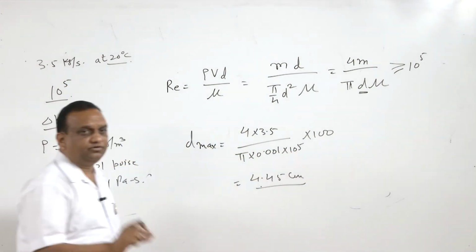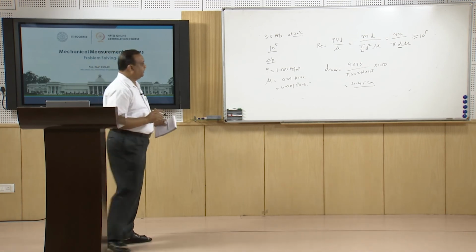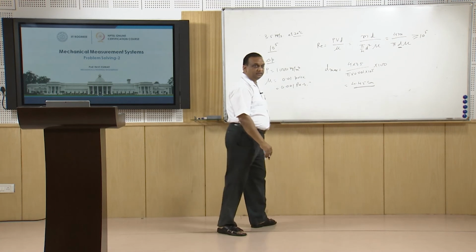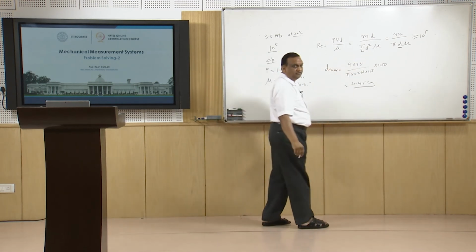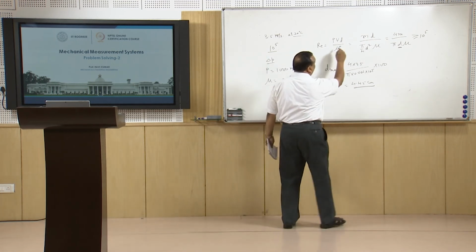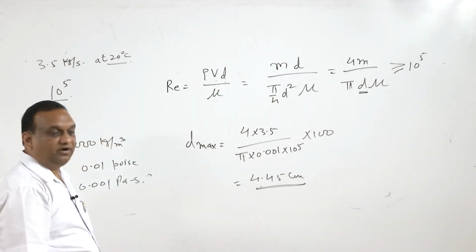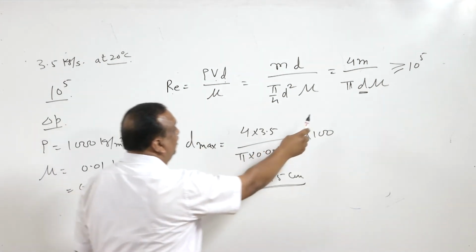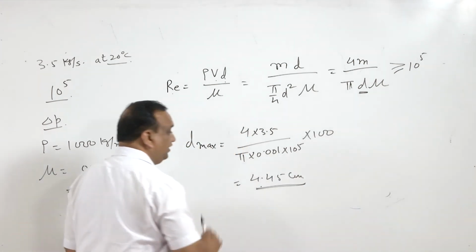We have converted meter into centimeter because normally the pipe diameter is of the order of a few centimeters. It is 4.45 centimeters. If you reduce the diameter, the Reynolds number will increase. Don't go by this formula alone, because here if you reduce the diameter, it appears the Reynolds number will reduce. But when you are reducing the diameter, velocity will increase. If you go by this formula, mass flow rate is constant, so if you reduce the diameter, Reynolds number will increase.